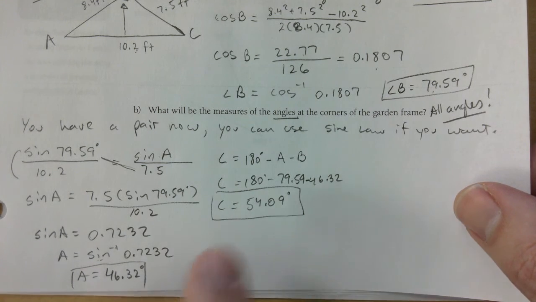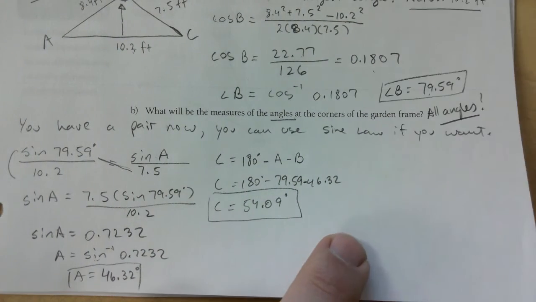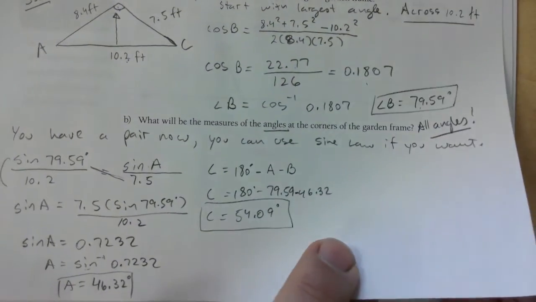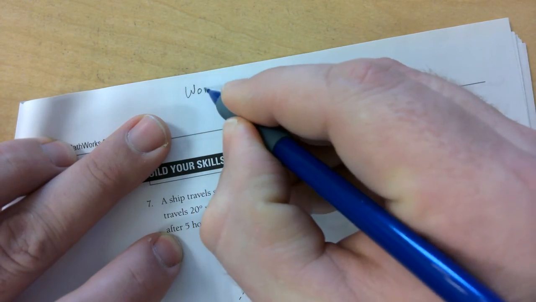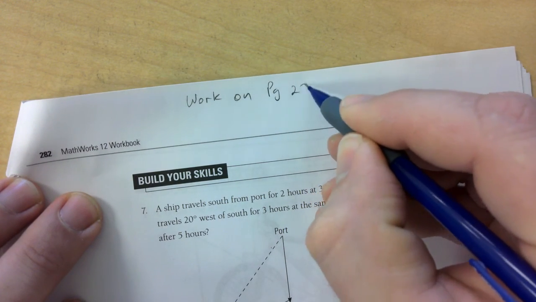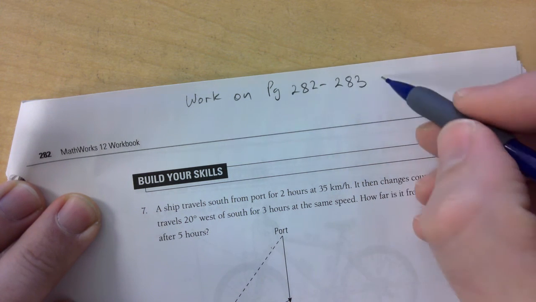So there is your completed, fully solved triangle at that point. Okay, so what I'm going to ask you to do now is to work on, and I'll just give you page numbers, page 282 to 283. That's cosine law.